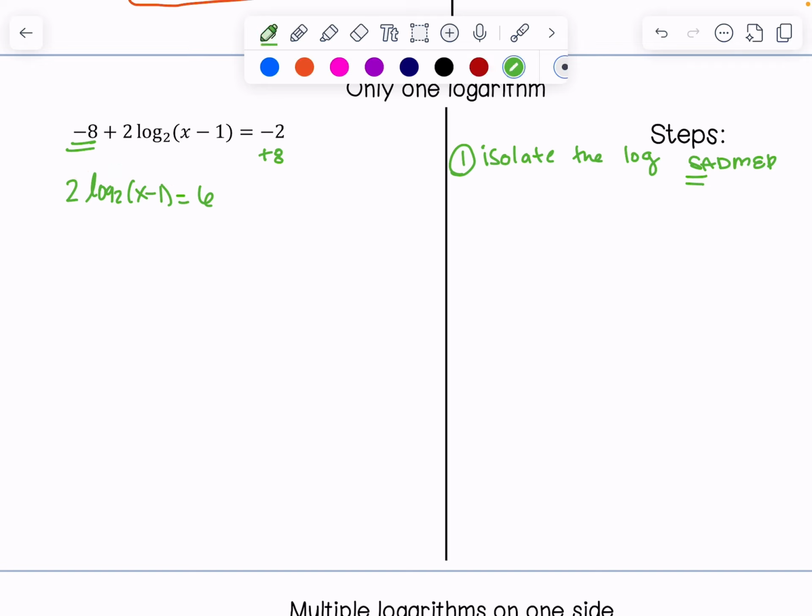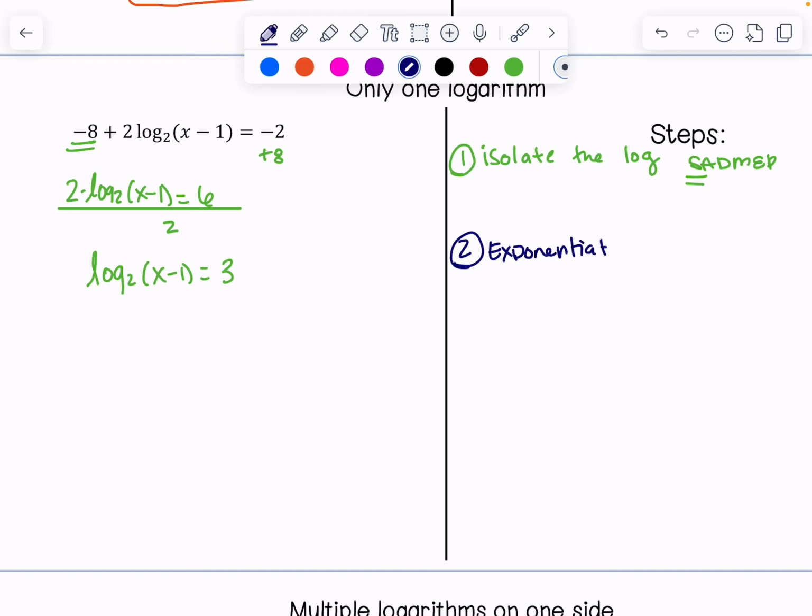Instead, the operation between 2 and this logarithm is multiplication. So I'm going to just divide it to the other side. Now I have the log base 2 of x minus 1 equals 3. I've successfully isolated my logarithm. So now I have to get rid of my logarithm. And once again, there are a handful of different ways that you can do this, but the way that I have found is best is to what I call exponentiate both sides.